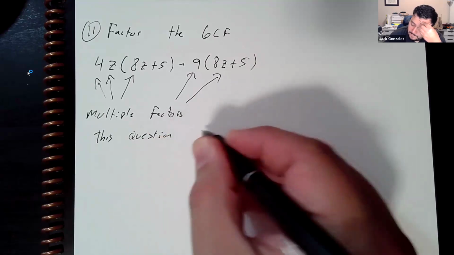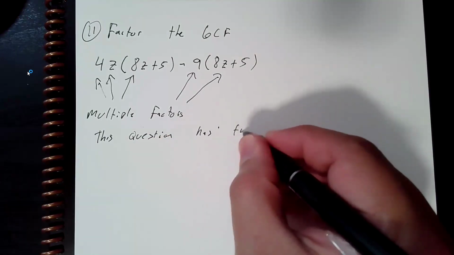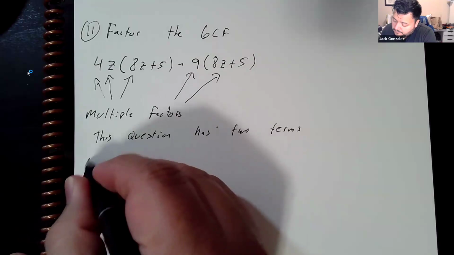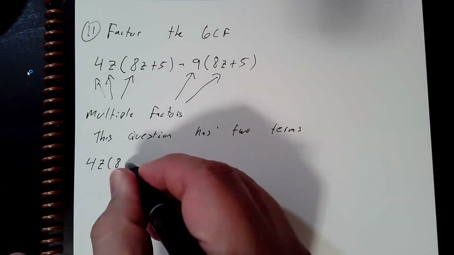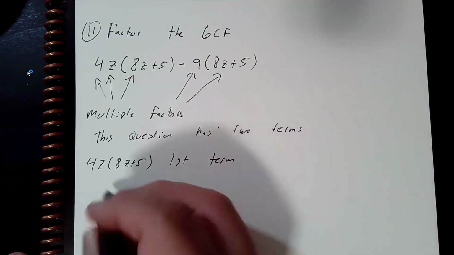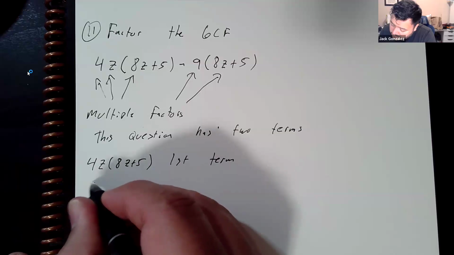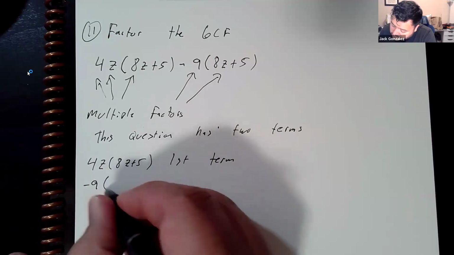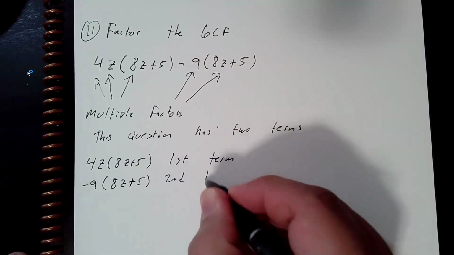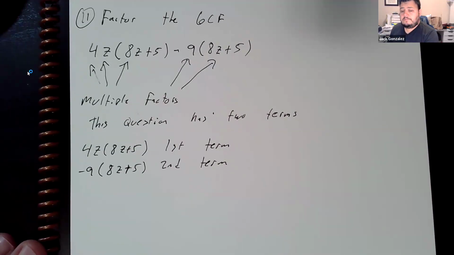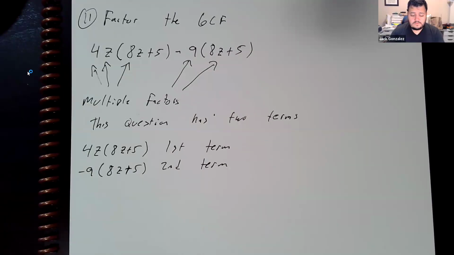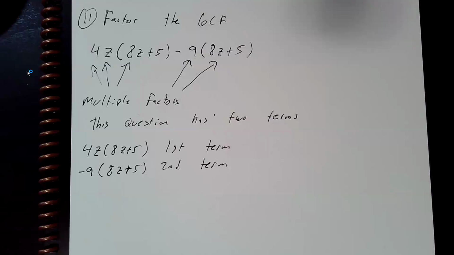This question has two terms. 4z times 8z plus 5 is the first term. Negative 9 times 8z plus 5 is the second term. So do you all remember what a term means? I'm using terminology, but y'all need to know what it means.